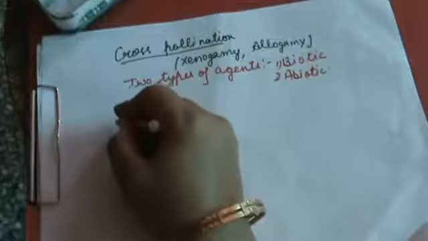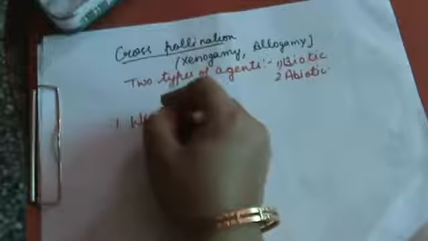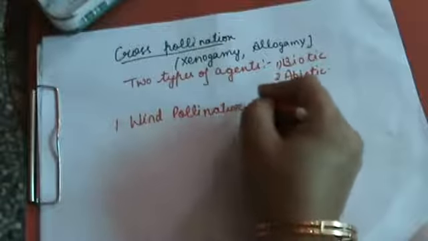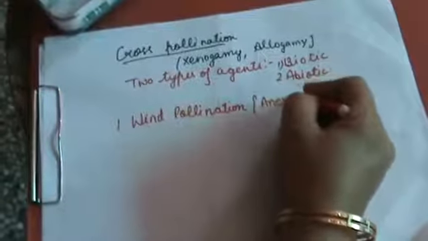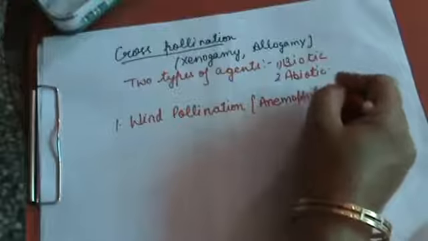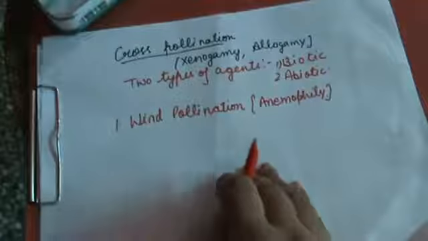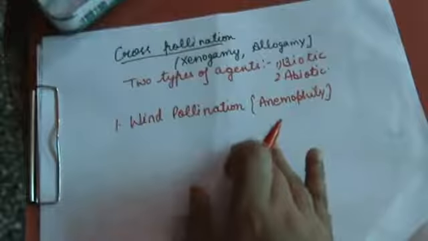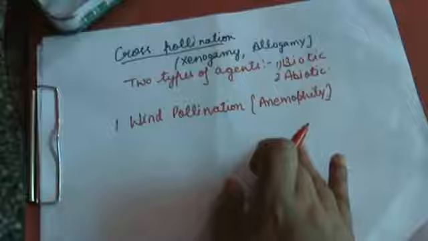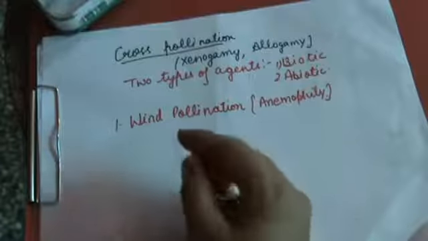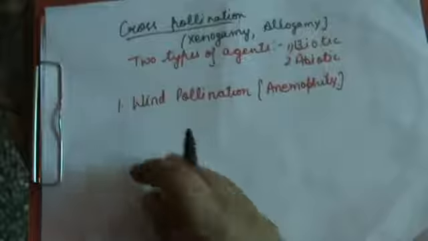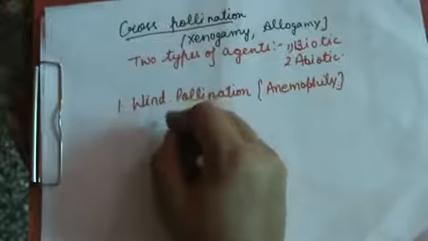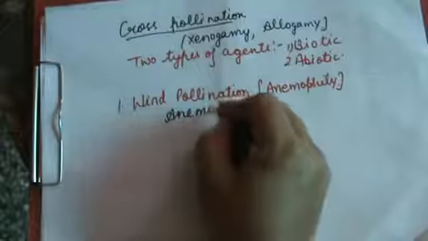First we will discuss wind pollination. The pollination that occurs with the help of wind is also known as anemophily. Anemophily is a mode of pollination, the transfer of pollen grains from anther to the stigma through the agency of wind. The flowers that are pollinated by the wind are known as anemophilous flowers.